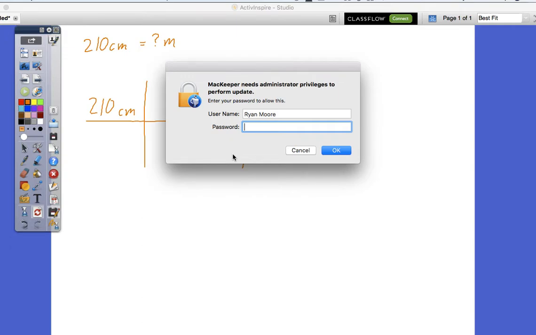Wow, someone wants to, like, no, you can't do stuff to my computer.